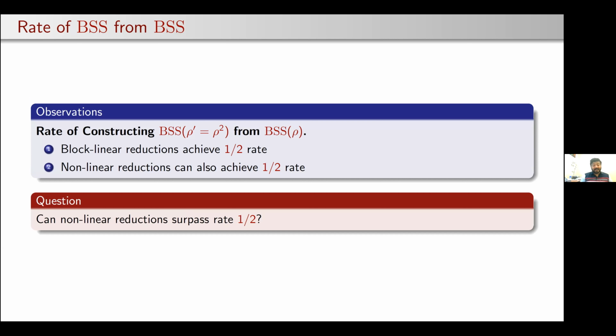So let's try to understand what the current situation is. Linear constructions can achieve rate half. I explained earlier using an example that nonlinear reductions can also achieve rate half. Is it possible that nonlinear reductions can surpass rate half? We can in fact prove that the linear constructions cannot surpass rate half. So it's possible that nonlinear reductions can break this bound.